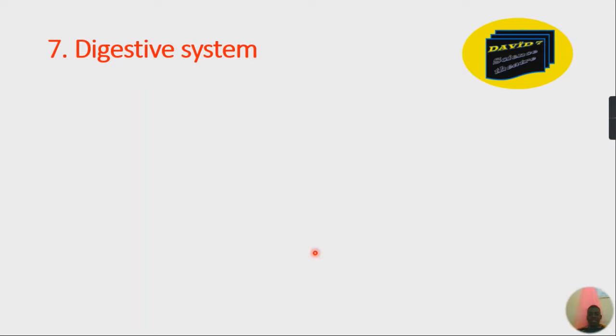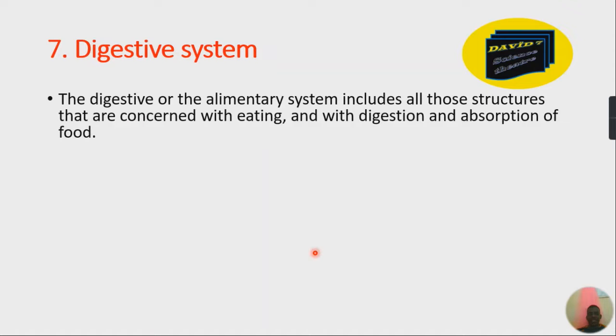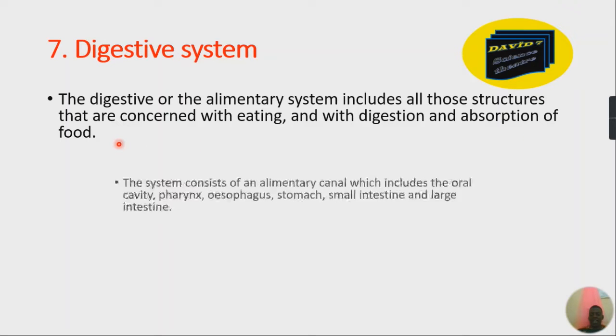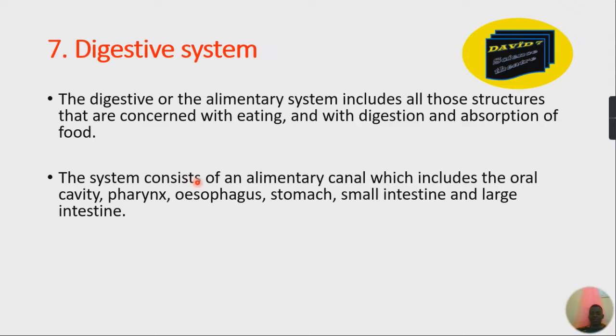Let's continue. Number 7 is the digestive system. The digestive system, or what we call the alimentary system, includes all those structures that are concerned with eating and with the digestion and absorption of the food. The system will consist of the alimentary canal, which forms the oral cavity, pharynx, esophagus, stomach, small intestine, and the large intestine.